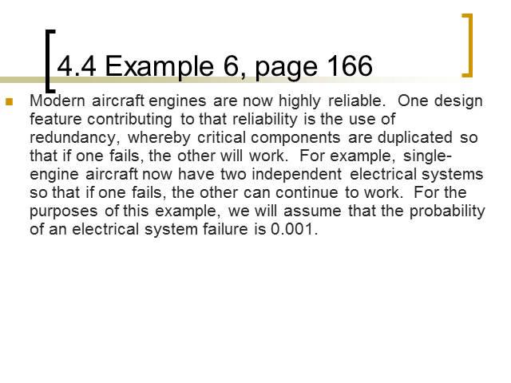Modern aircraft engines are now highly reliable. One design feature contributing to that reliability is the use of redundancy, whereby critical components are duplicated so that if one fails, the other works. For example, single-engine aircraft now have 2 independent electrical systems so that if one fails, the other can continue to work. For the purposes of this example, we will assume that the probability of an electrical system failure is 0.001.